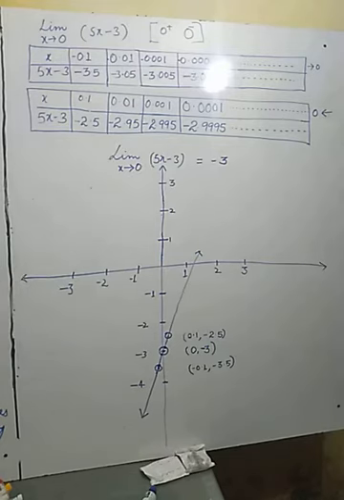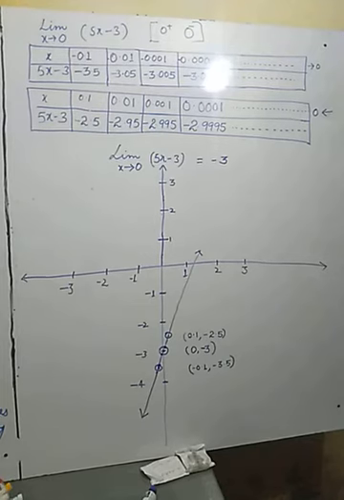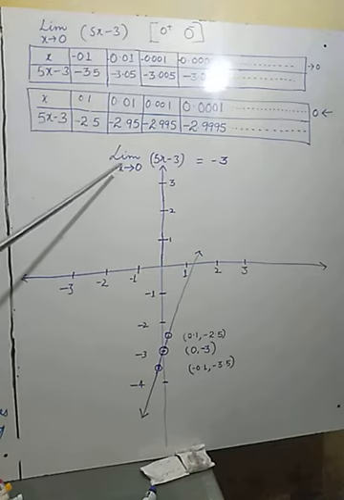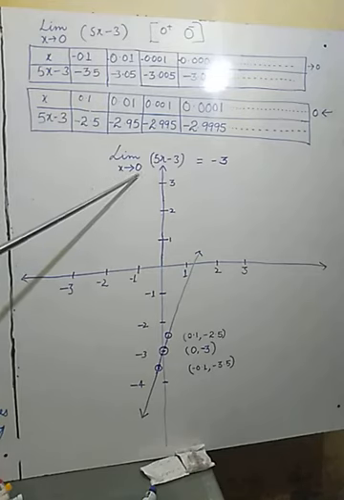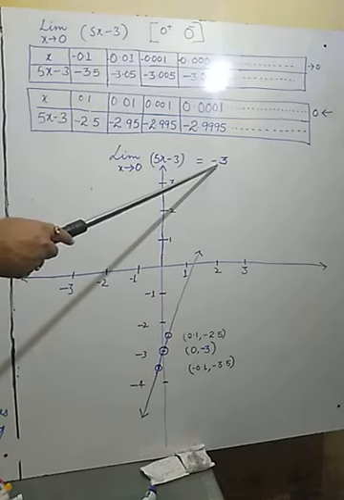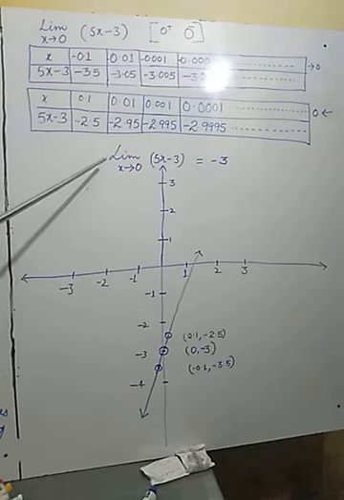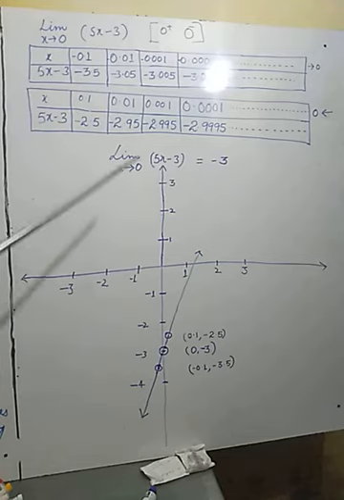Now see, if x tends to 0, then 5x minus 3 is equal to minus 3. This one is represented in the language of mathematics. Now where will this value be represented?